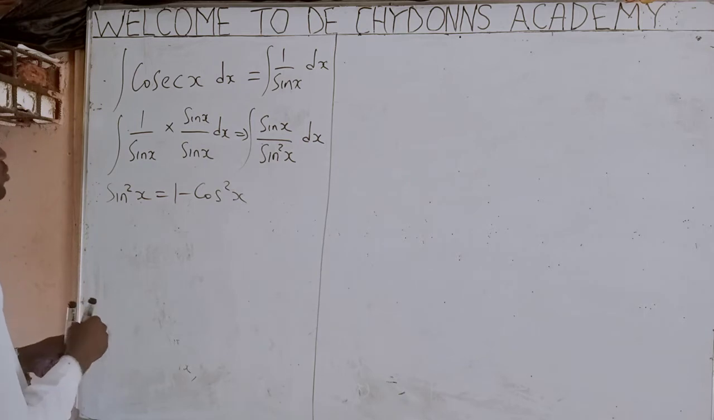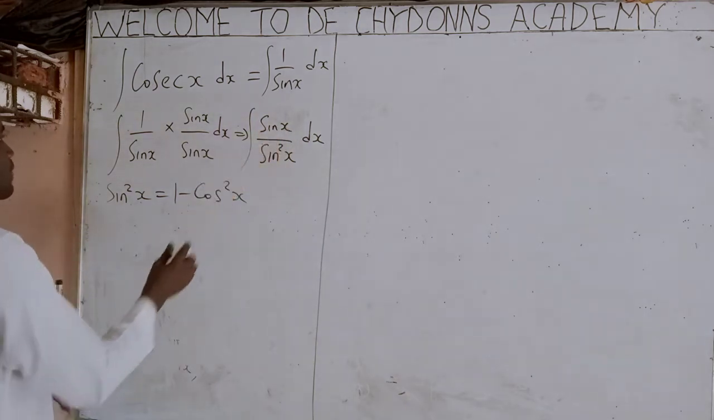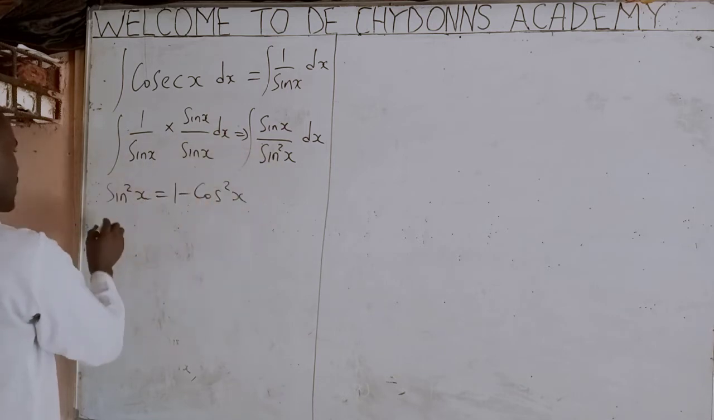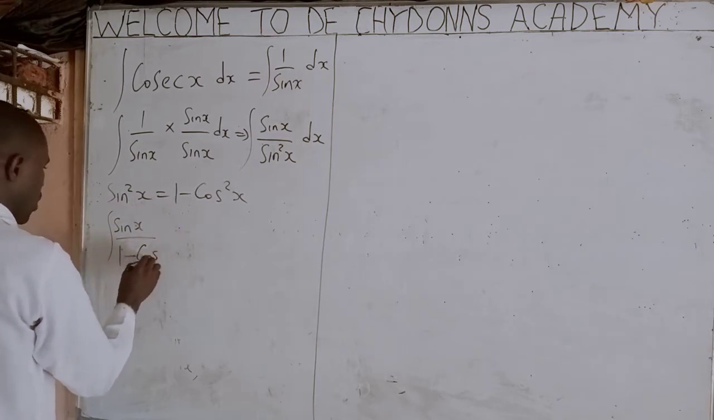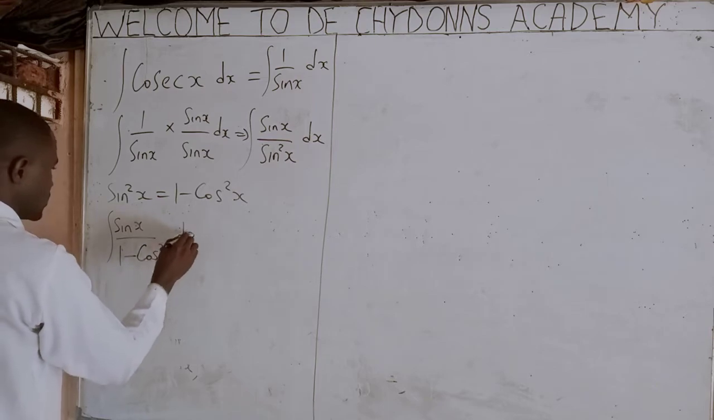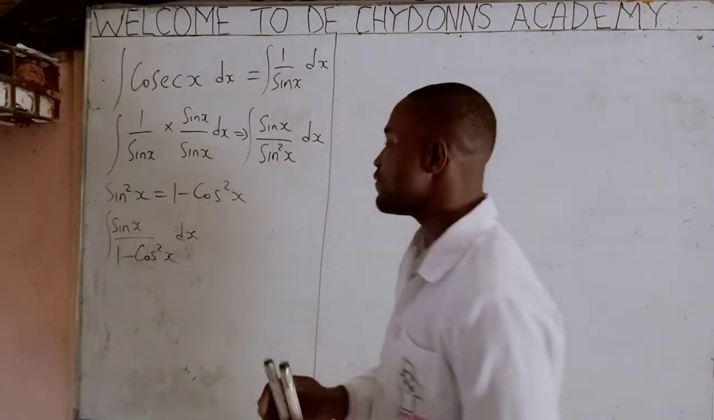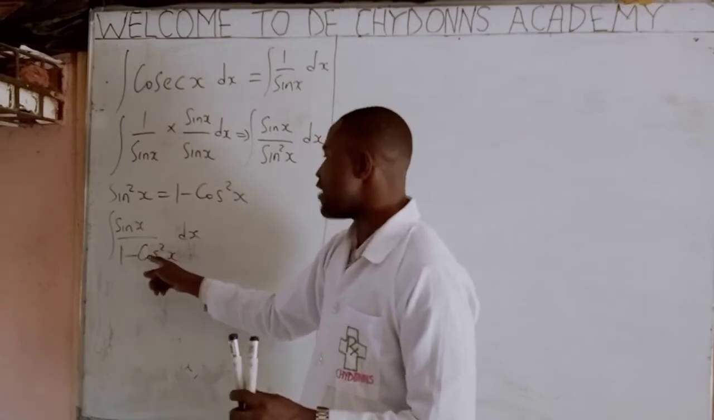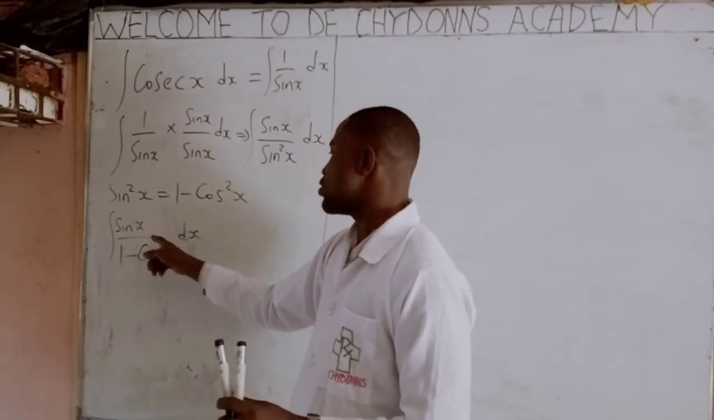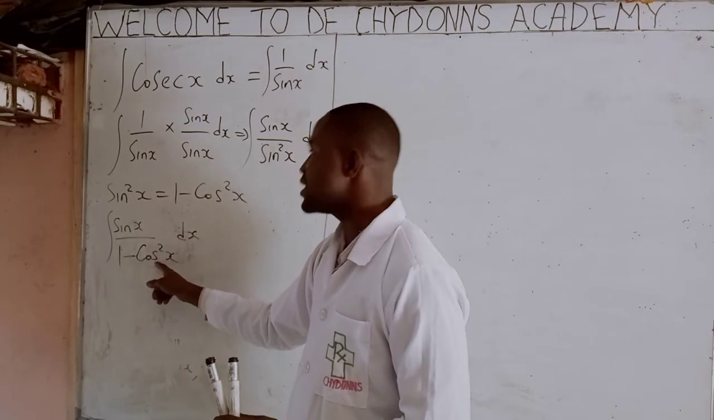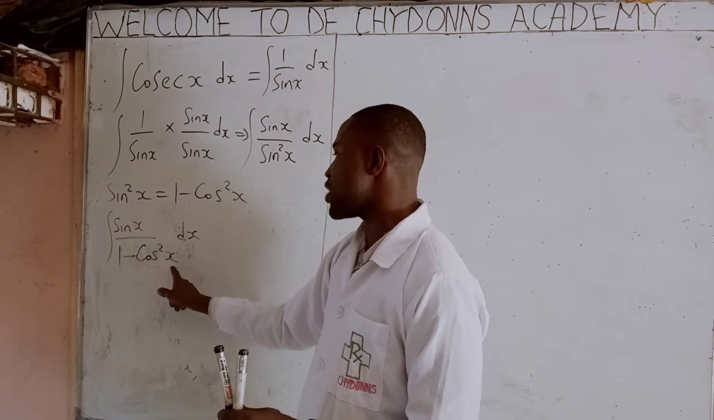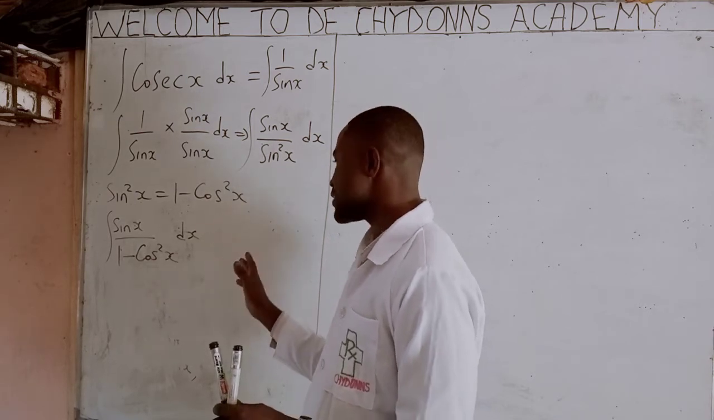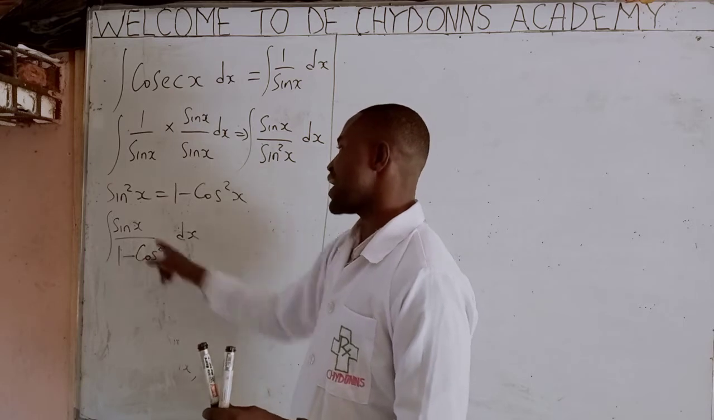So what do we now do? We remove sin squared x and say this means the integral of sin x all over 1 minus cos squared x dx. Now I ask myself, do I have any trigonometrical ratio that when I differentiate it and invert it, can cancel the other one? Yes, when you differentiate cos x, you have minus sin x. So when you invert it, it can cancel sin x.